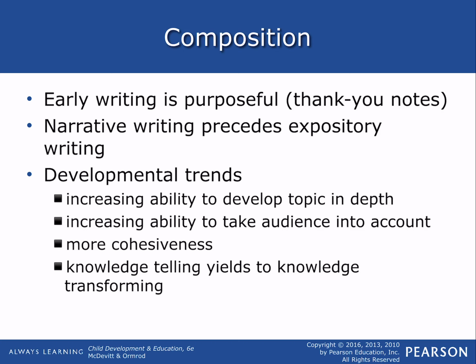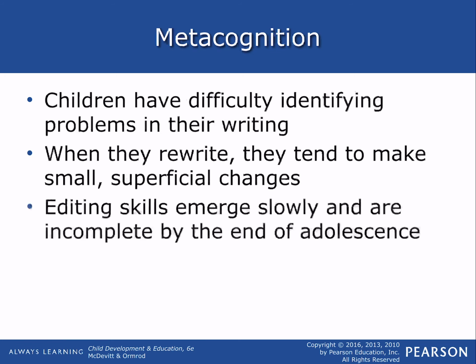And so the increase, what does it look like? The ability to develop a topic in depth, the ability to take an audience into account when you're writing, to think about who's going to be reading it, is a whole developmental step away from egocentrism. Ideas are more cohesive and less rambly. And knowledge telling yields to knowledge transforming. And so your thoughts become more integrated as you are explaining things to somebody else, which is why it's great when kids explain things. Yeah, it integrates it differently.